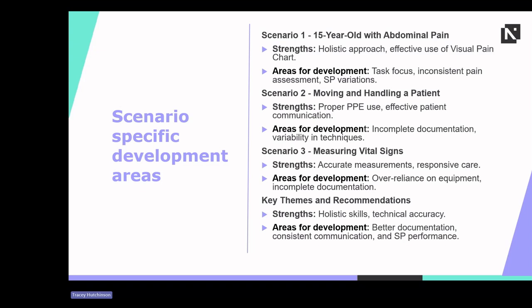For scenario 3, strengths included accurate measurements and responsive care. Challenges were over-reliance on equipment and incomplete documentation. Overall, strengths included holistic skills and technical accuracy. Areas for development include documentation, communication, and SP consistency.